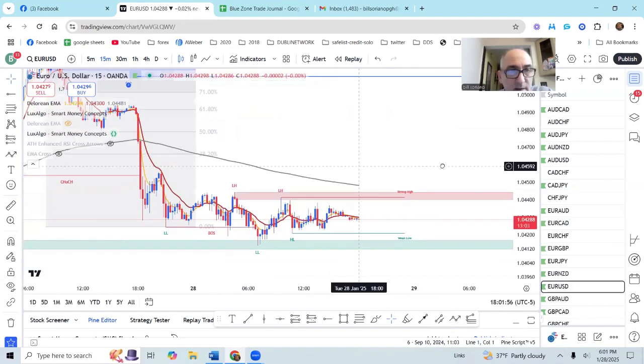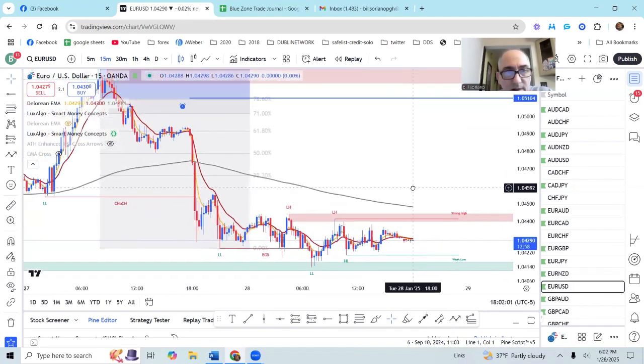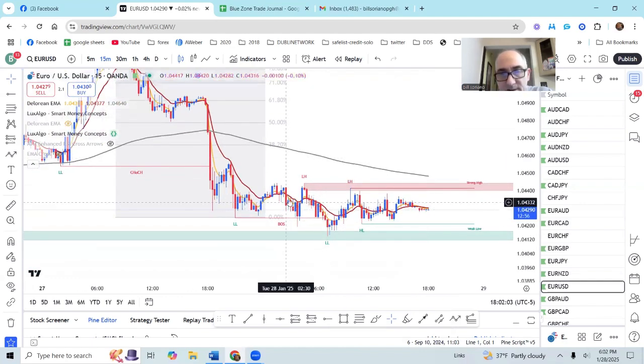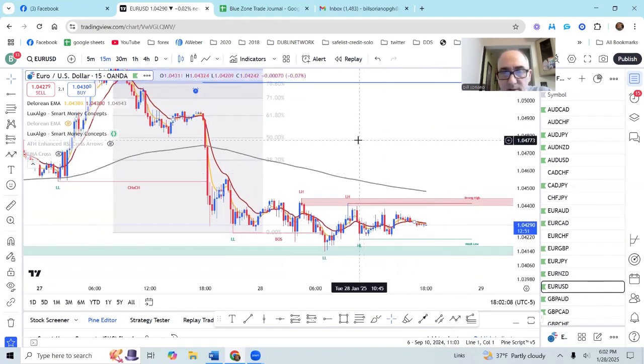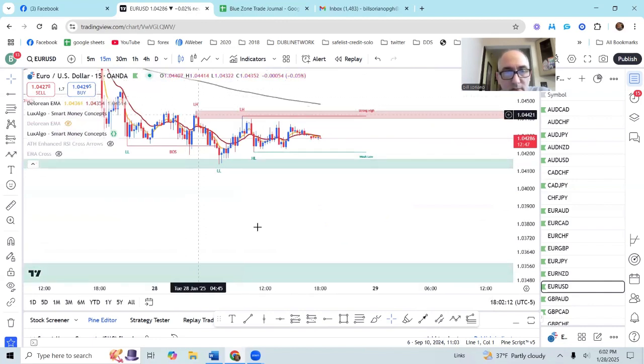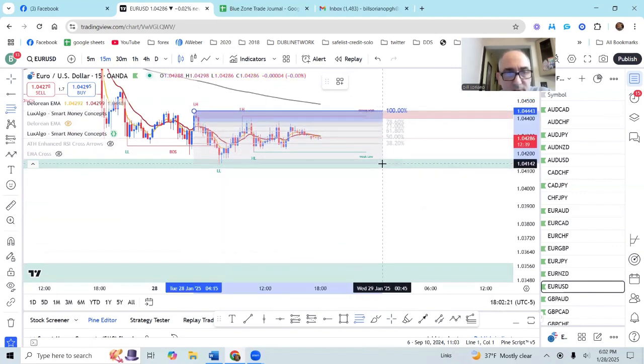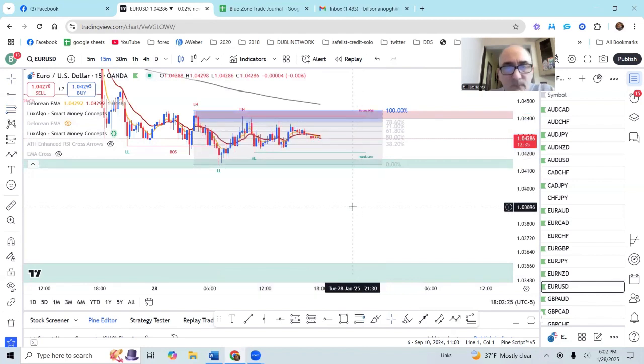EURUSD. Okay, this one, again, we got a trend continuation, a break of structure to the downside here. Okay, so that gives us a new order block, right, to draw our fibs from here. It's kind of consolidating. You can see here the price has already moved into the blue zone. It's kind of hit it a couple times here.